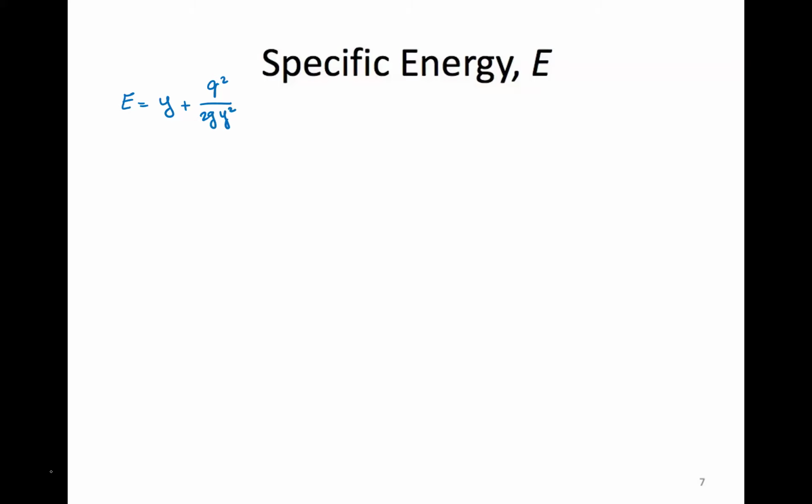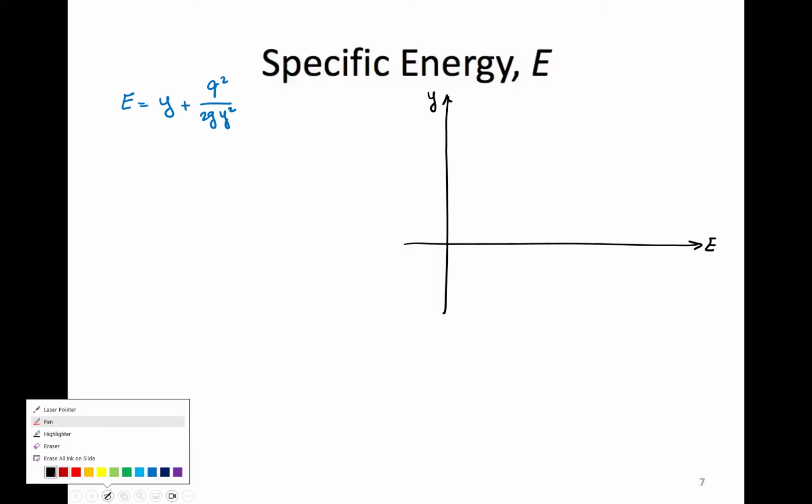Typically, for simplicity, we keep Y on the vertical axis because it's depth, it's easier to visualize. And we keep E on the horizontal axis. That's very common. You might see some references which have these the other way, but it doesn't really change anything, right? So let's look at the equation we have.